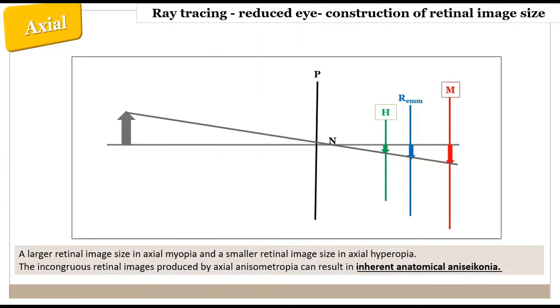So this is a schematic representation of the reduced eye with a principal plane, nodal point, and the principal axis. And here is an object represented by this arrow. By using ray tracing with only one ray from the top of this arrow, we can appreciate the different retinal images here in axial ametropia.